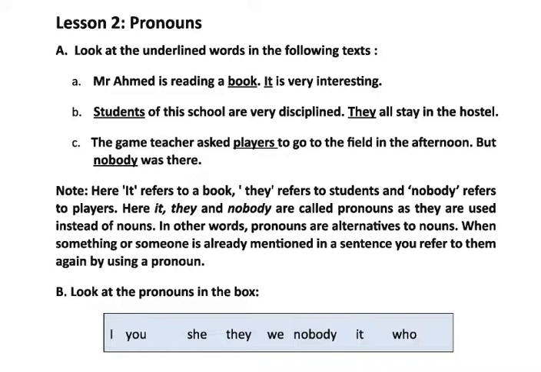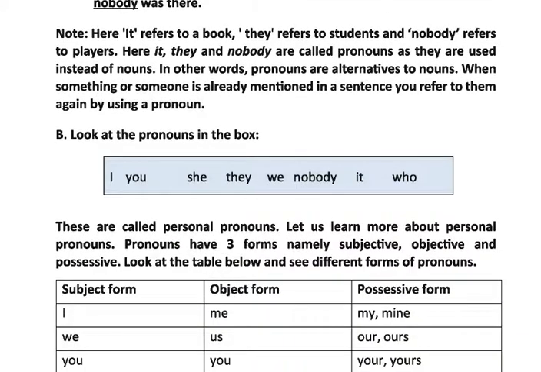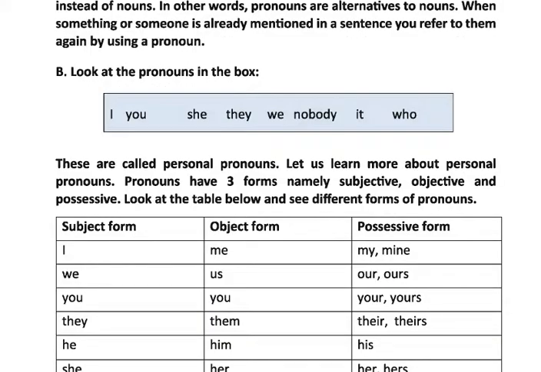alternative to nouns. নাউনের বিকল্প। When something or someone is already mentioned in a sentence, you refer to them again by using a pronoun. I, you, she, they, we, nobody, it, who, all are pronouns. Those are called personal pronouns. Let us learn more about personal pronouns.